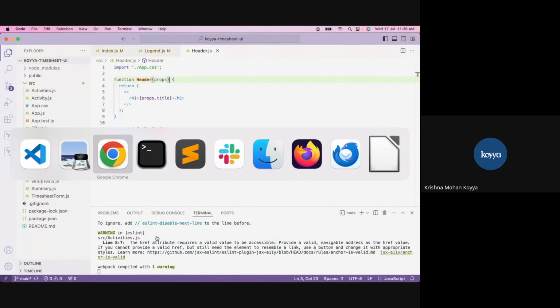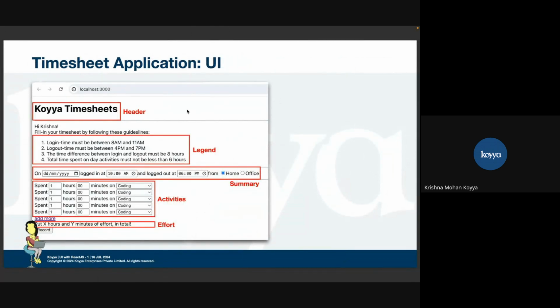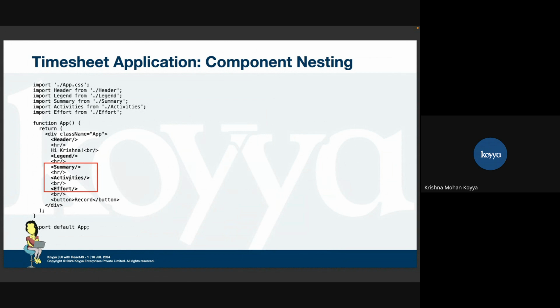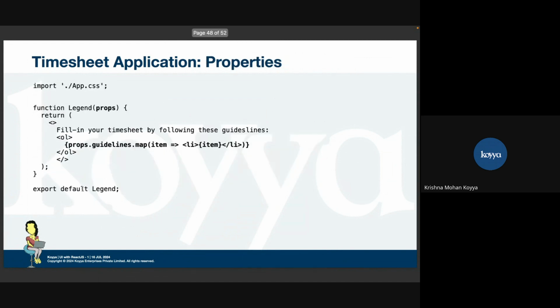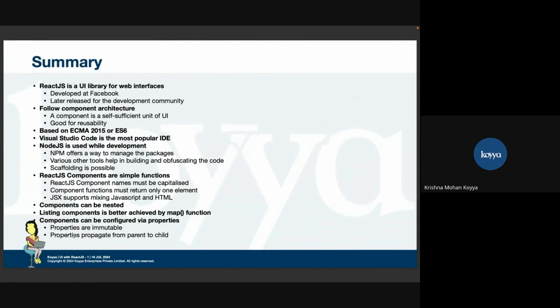To show that point once, let me go back to that thing here. This entire thing is app, which is having children like header, legend, summary, activities, and effort. Later, we had timesheet, which is having the summary, activities, and effort. How am I passing these properties? I could only pass the properties from parent to child. So here, from app, I am passing properties to header. From app, I am passing properties to legend. Legend cannot pass properties to app. That is that last point. Properties propagate only from parent to child, not from child to parent.